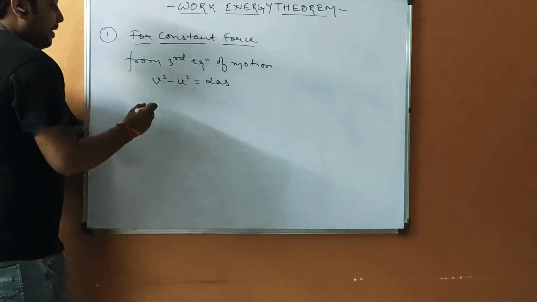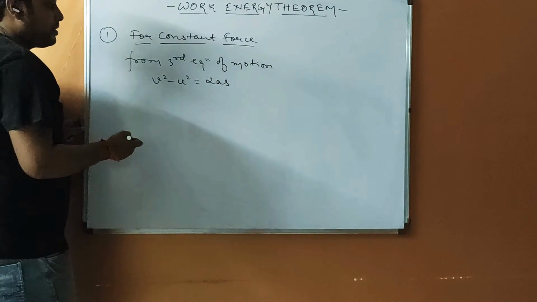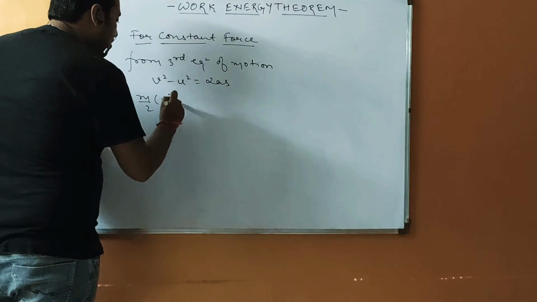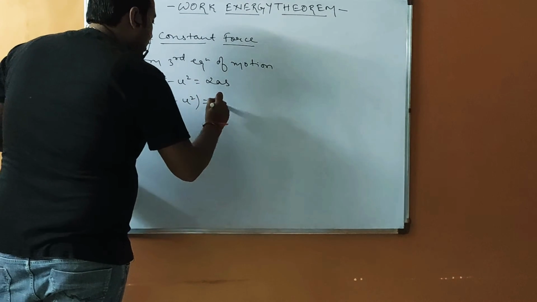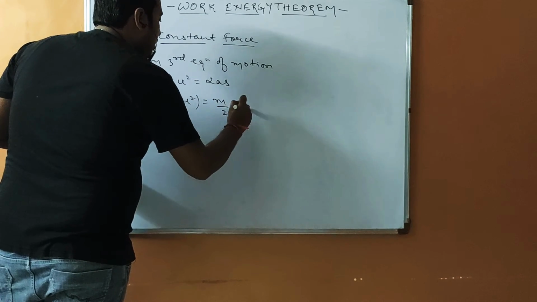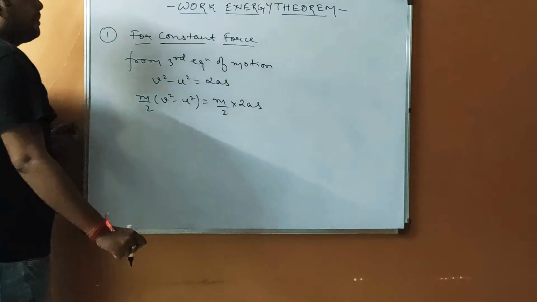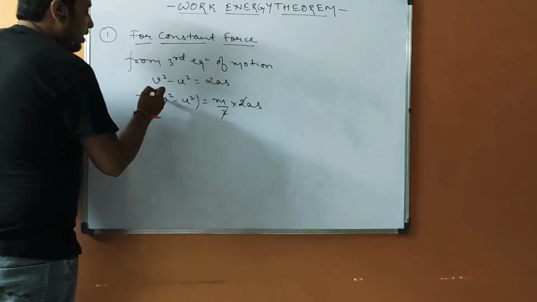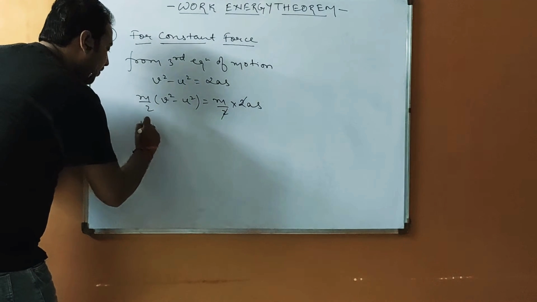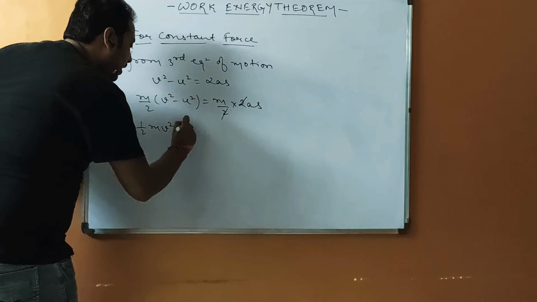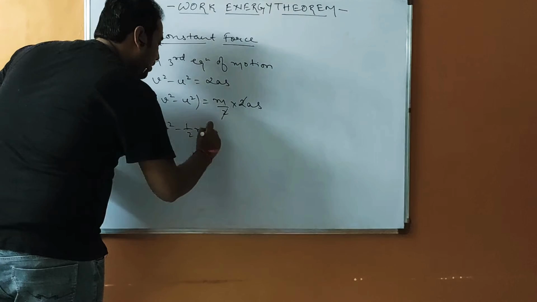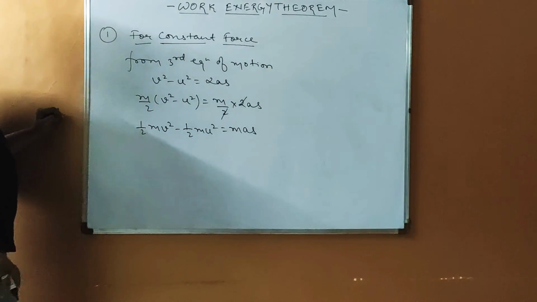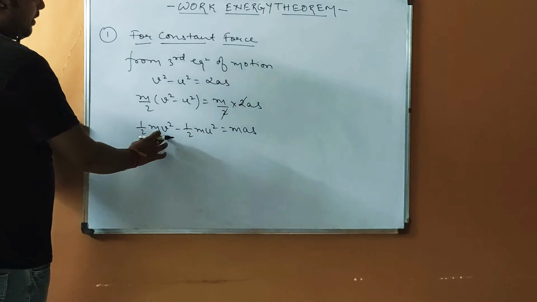Now, just look at the steps. If we multiply m by 2 on both sides, what will we get? This and this will get cut. Here we will get half m v square minus half m u square is equal to m into a into s.